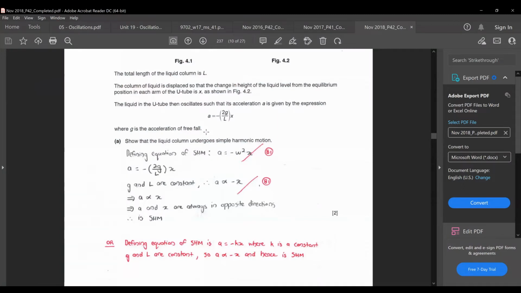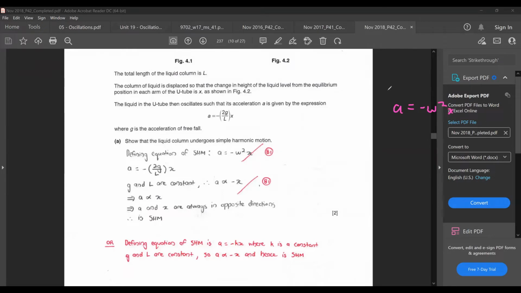Now, in general, if I told you that a equals negative omega square x, from an equation you can also prove that something is following SHM. In the previous question, I mentioned that you can prove that something is following SHM by looking at the graph shape. A straight line through the origin means acceleration is directly proportional to displacement. A negative gradient shows that acceleration and displacement are always in opposite directions. That was what we did in the previous question.